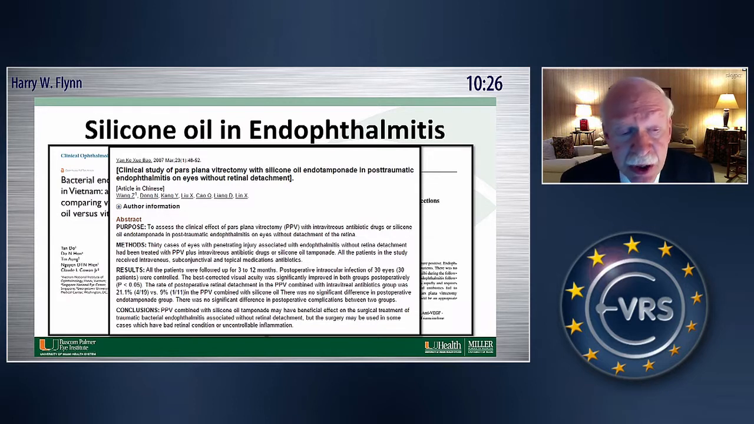Finally, a study from China looking at silicone oil in post-traumatic endophthalmitis. These cases often have involvement of bacillus, and these cases tend to be the most severe cases that we have to handle. So silicone oil is a great adjunct used in these very severe cases. Next slide, please.